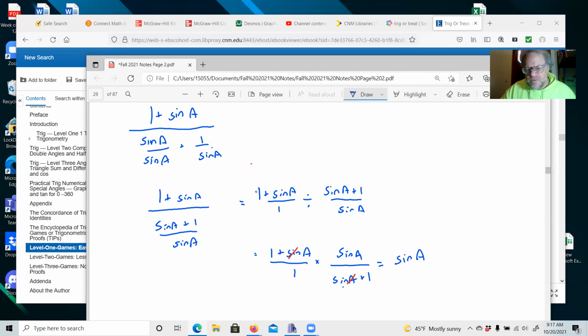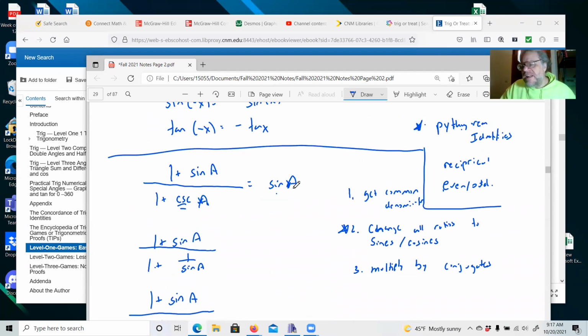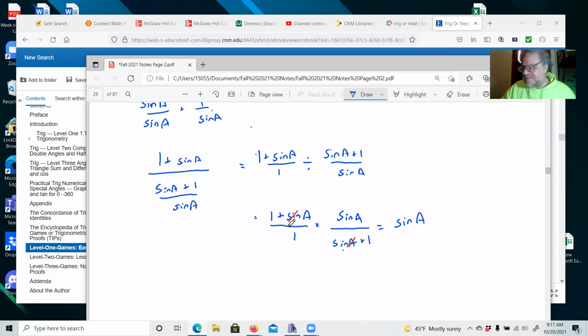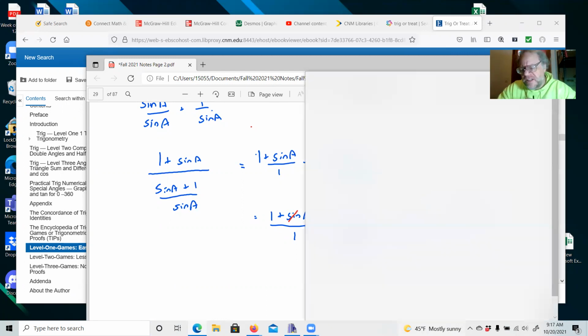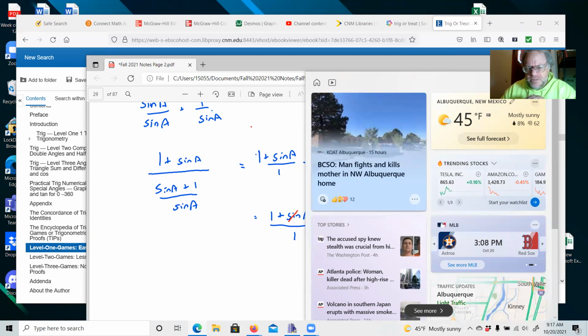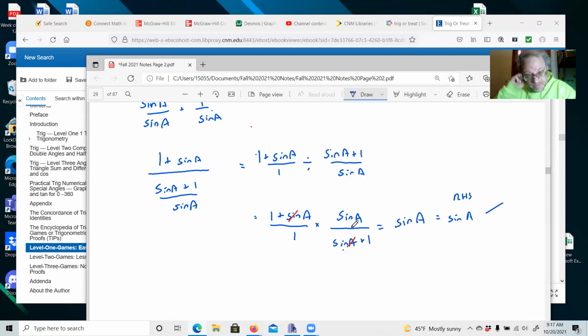What were we trying to prove? Oh, that this whole thing is equal to sine A. So we have sine A is equal to sine A. We're done. This was the right-hand side. So we're set. Your book doesn't like to lie to you, at least not too much. When they say something about verifying an identity, you can usually be assured that that identity is going to be true. So if you can't get it, you've made a mistake somewhere along the way.